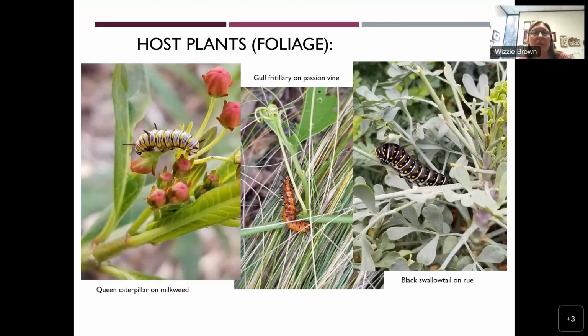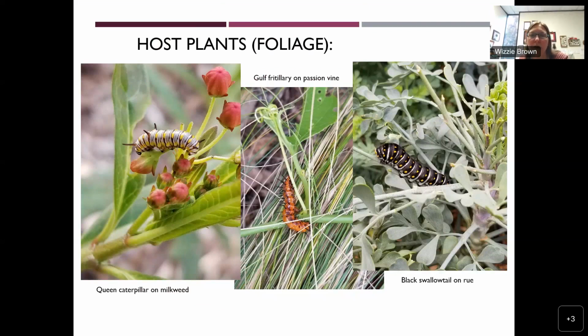All right, so if we're looking at host plants and foliage, obviously this isn't going to be everything, because we would be here for another hour if I went into this in detail. We have our milkweed complexes, with caterpillars like monarchs and queens and our soldiers. Those are going to be on milkweed plants.